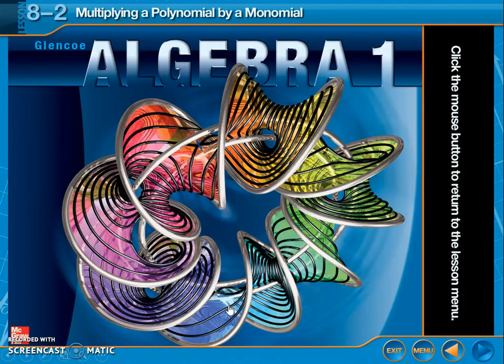And that is section 8.2. If you want to try some of the problems, practice on your own, here they are.